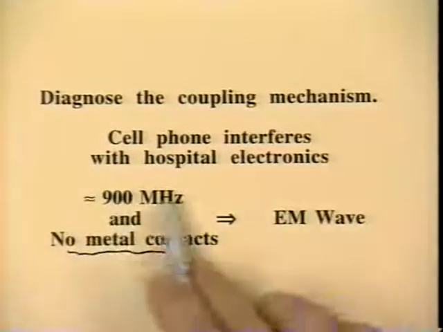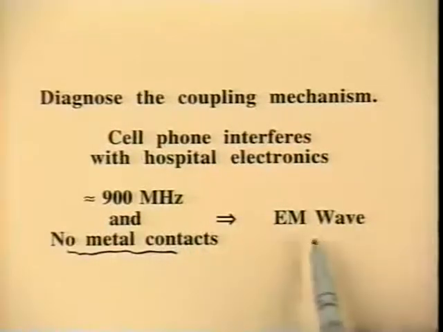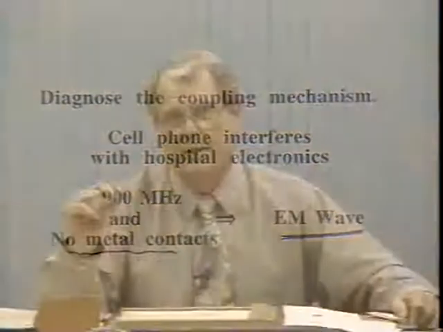So this pretty much indicates that we're dealing with a short wavelength, a wavelength that is short relative to the distance involved, so pretty clearly an electromagnetic wave coupling problem. Was the hospital electronics, maybe designed and built 15, 20 years ago, did they have in mind then all of these literally thousands of RF transmitters that we have nowadays? No, I don't think they had those in mind at that time.